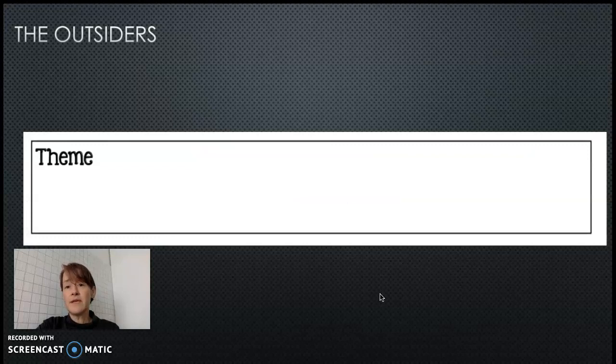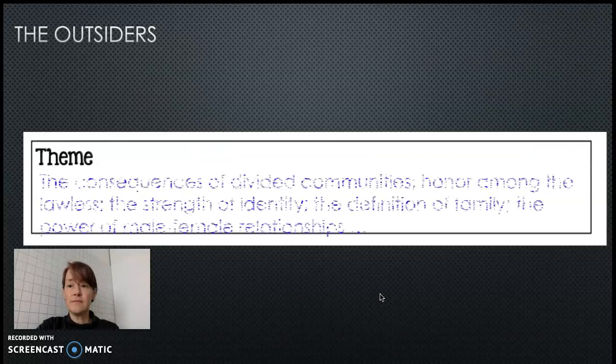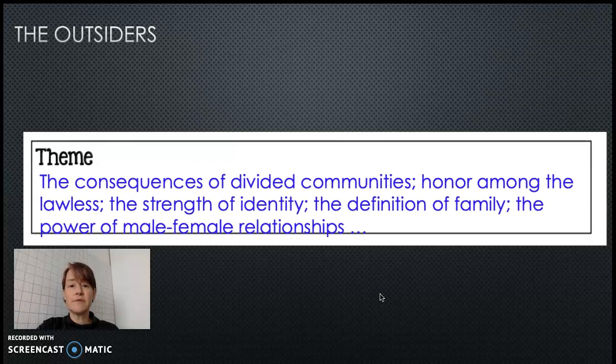So what's the theme of The Outsiders? So many themes. We have the consequences of divided communities, in this case the greasers, the socs, east side, west side. The strength of an identity, the identity that a person identifies with, how strong that is for a person. The definition of family, that comes up a lot, also because Ponyboy, as we know, is an orphan. And the power of male-female relationships. What if Ponyboy and Cherry had not spoken? What if they hadn't seen each other in the cinema? What if Dally had behaved differently in the cinema? Would this have happened?